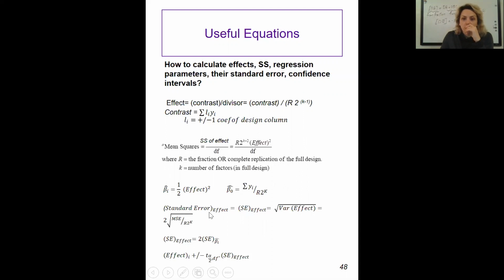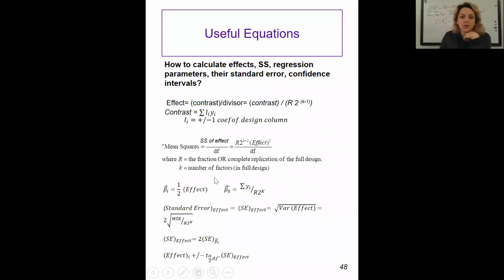The standard error of the effect is going to be the square root of the variance of the effect. For the variance of the effect, we have this equation. And also we can say, because beta is equal to 1/2 of the effect, that the standard error of the effect is going to be 2 times the standard error of beta, the estimate of that.